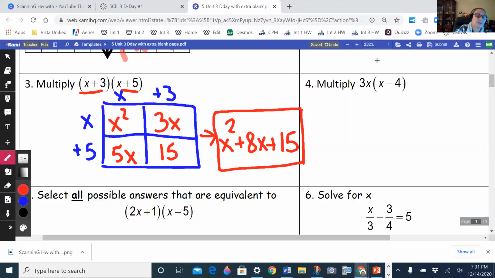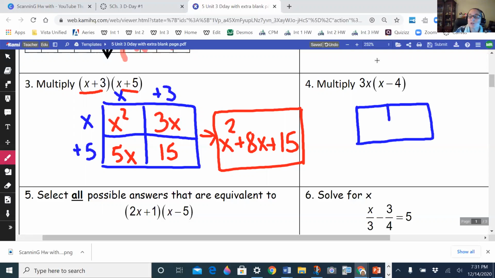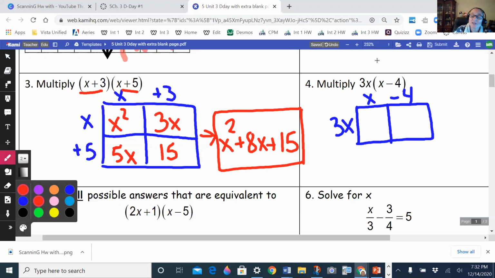On the next one, there are two ways you can do it. You can actually just distribute, or you can do it as a 1 by 2. So you're going to have your 3x and your x minus 4. The 3x is going to multiply with the x and the negative 4, and I get 3x squared minus 12x. Again, 3x times x, and we distribute 3x times negative 4. So my final answer is going to be 3x squared minus 12x.